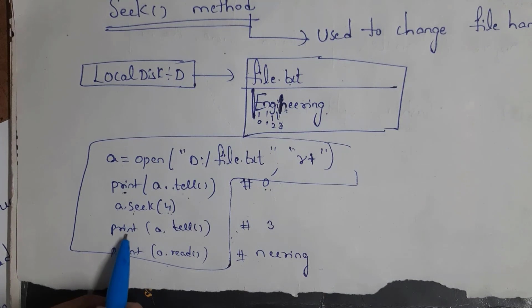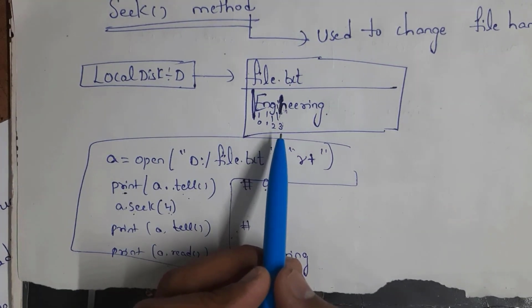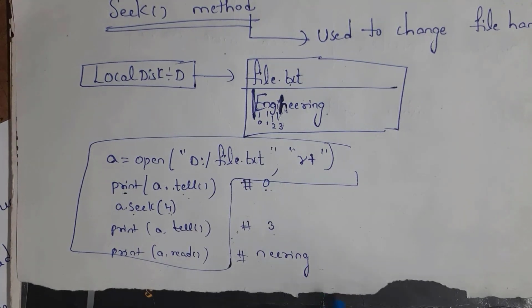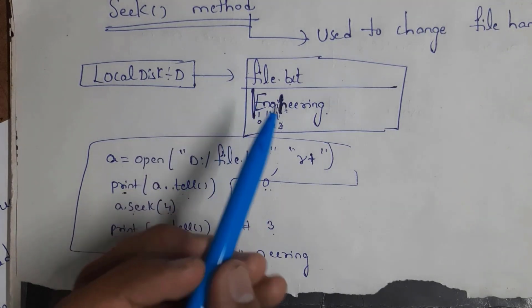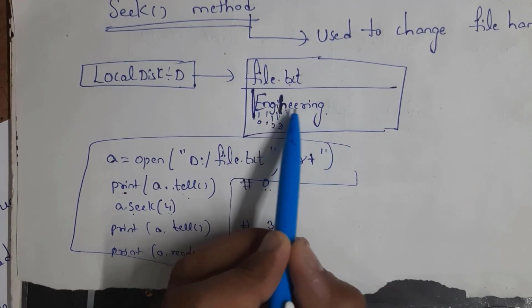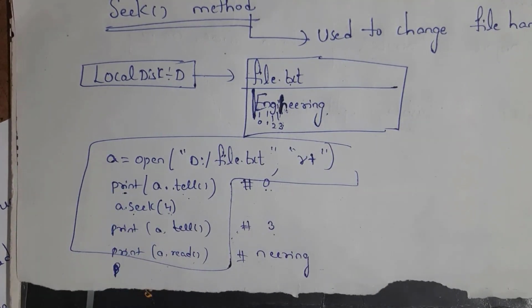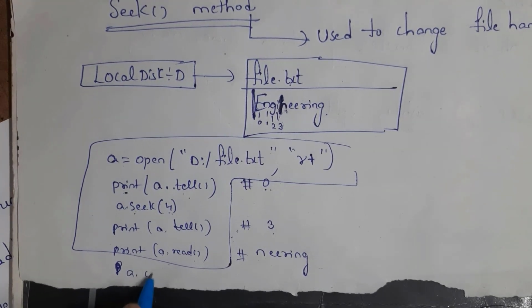And whenever I write here print a.tell, the tell method is used to identify cursor position. Now my cursor is at index number 3, so I will get output 3. And similarly, whenever I write here print a.read, my cursor is at index number 3, so it will print characters from index number 3, that is NEERING. This is my output. After performing these operations, at last we need to close our file. So just write here a.close.